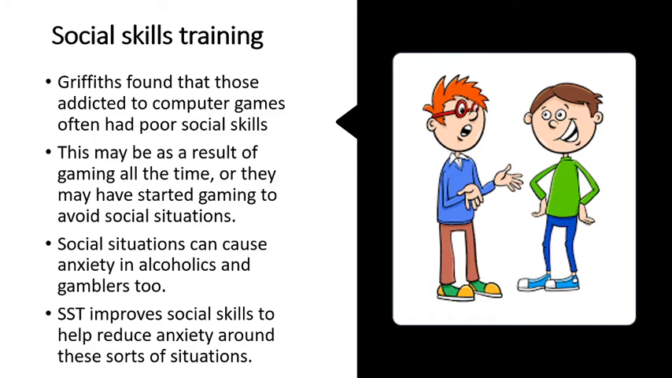What he couldn't tell, though, was whether the poor social skills had come as a result of them spending all their time on computer games, not developing social skills through their late teenage years, or whether they resorted to computer games as a result of feeling really anxious in social situations. And it may well be that there's an element of both. If you think about it, both things probably feed into it. But equally, people who are alcoholic and gamblers, those social situations can often be associated with triggers for those kinds of addictions as well.